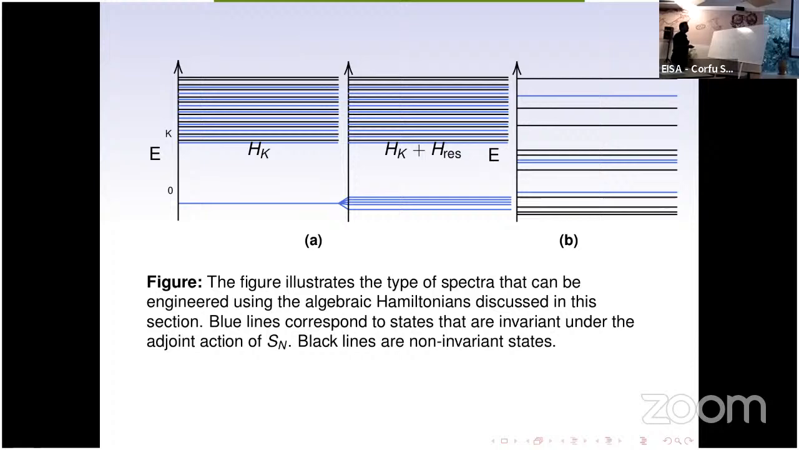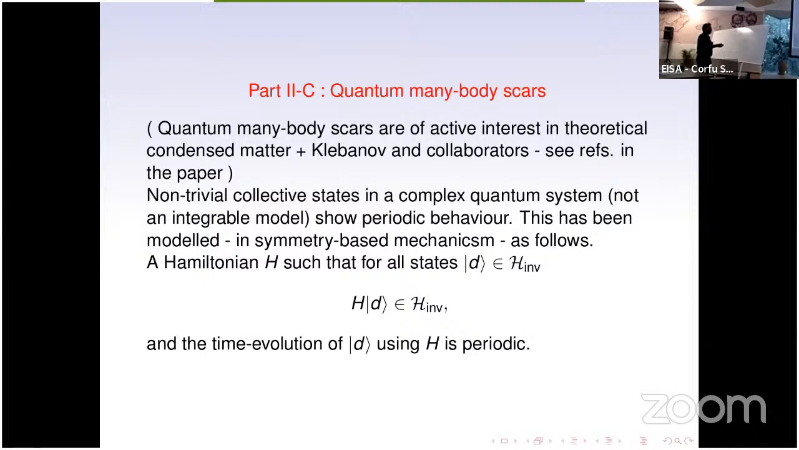So finally, I'll mention quantum many-body scars. This is a topic of active interest in theoretical condensed matter physics. Some particle physicists have also worked on it recently. There are references in the paper. The non-trivial thing about scars is that you have non-trivial collective states in a complex quantum system, which is not an integrable model, which nevertheless show periodic behavior. So you have a many-atom system, you build something complicated, and then surprisingly you discover this thing evolves and then comes back to where it was.